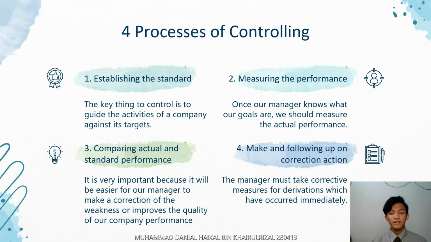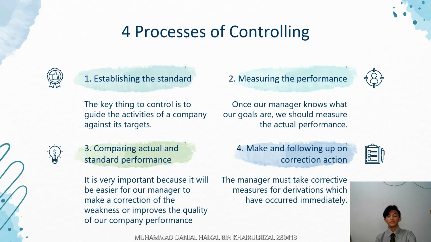There are four processes of controlling in management that our company uses, which are first, establishing the standard, second, measuring the performance, third, comparing actual and standard performance, and fourth, making follow-up on corrective action.